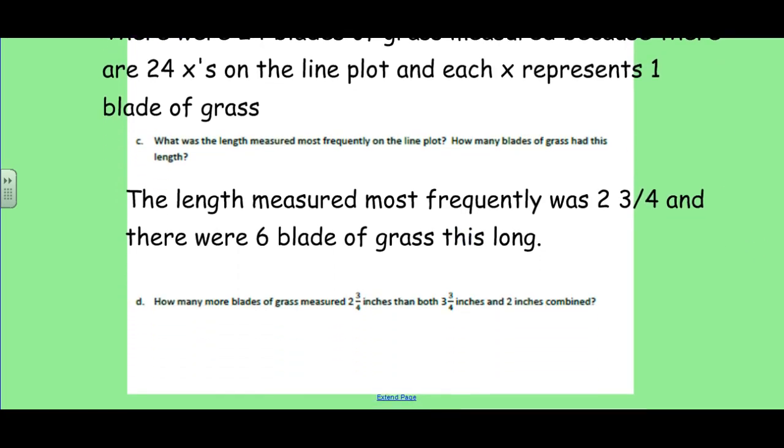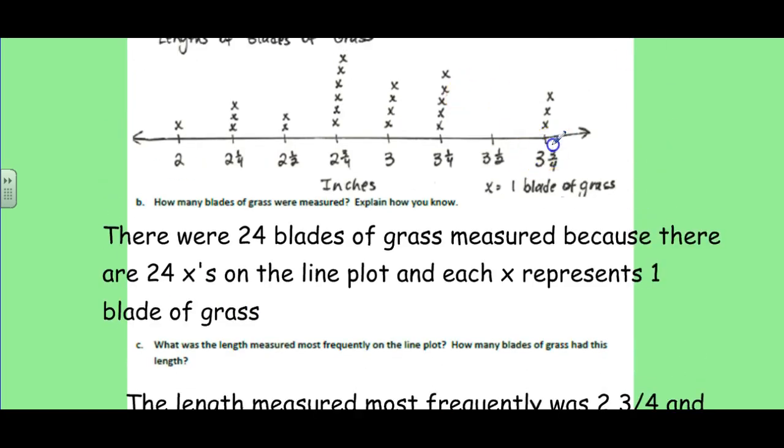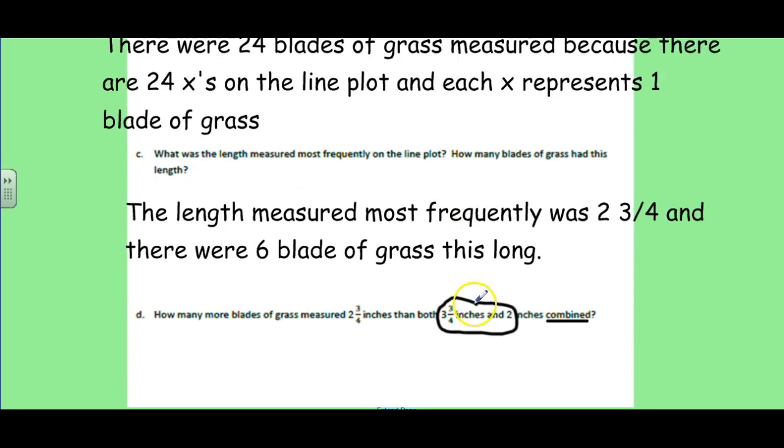Part D says how many more blades of grass measured 2 3/4 inches than both 3 3/4 inches and 2 inches combined. So here's that word combined, so you are automatically thinking you're going to have to combine two things together before you do your other subtraction problem that goes with this one. So you need to look up at the line plot, and we're going to combine 3 3/4 and 2 inches. So here's 3 3/4 and here's 2 inches. I see one blade of grass is 2 inches long and I see 3 blades of grass is 3 3/4 inches long. So that tells me that 3 3/4 and 2 inches is going to have 4 blades of grass.